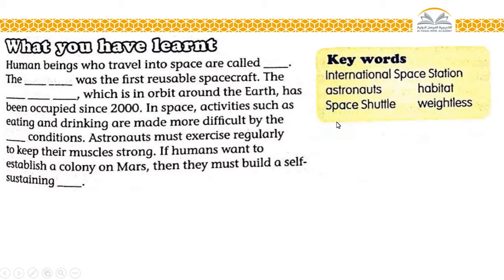And then we're going to make a summary for our lesson. Human beings who travel into space are called, yes, what was the first reusable spacecraft which orbits around the Earth? Try to think about those questions and take your time. Perfect. You finished? Great job.